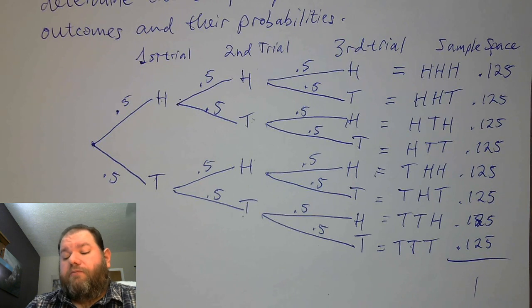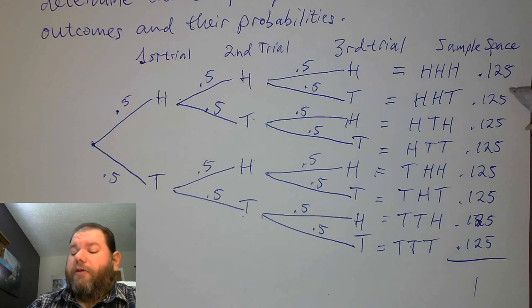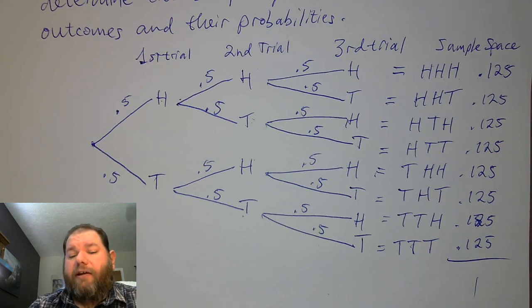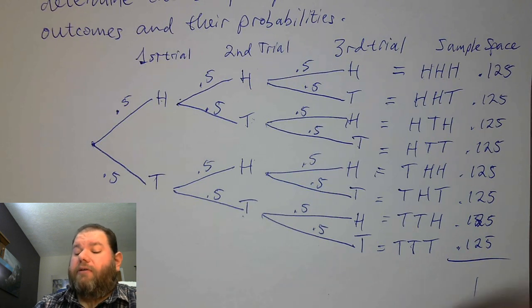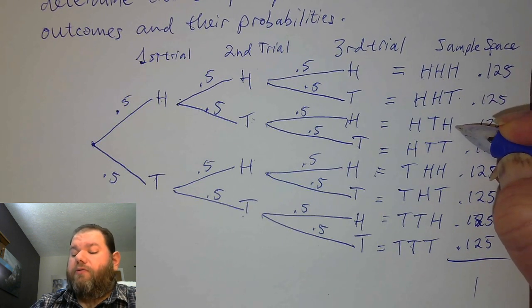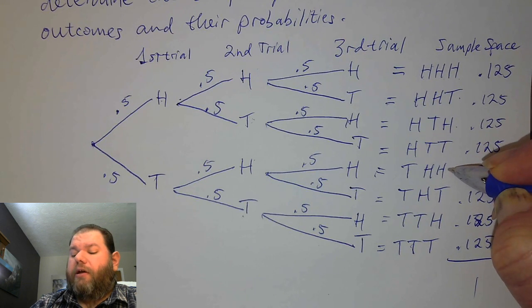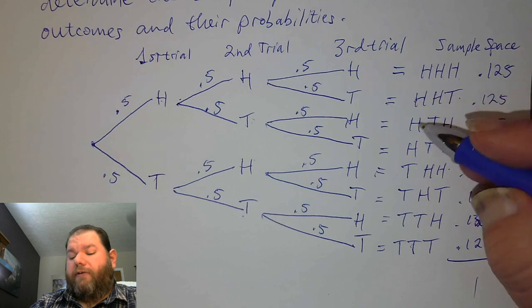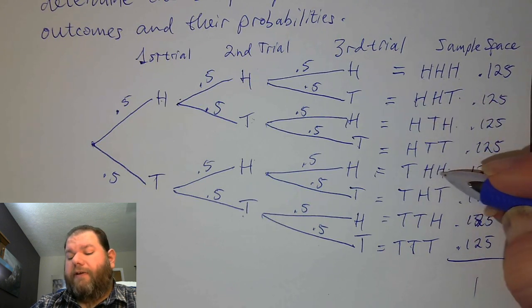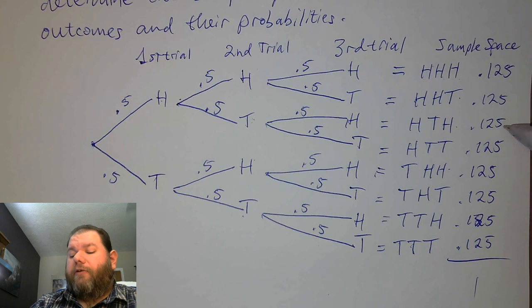Now, there's some different questions we could ask here. We could ask, okay, what's the probability it lands on heads 3 times in a row? We know that probability is 0.125. We could say, what's the probability that heads is landed on twice? Well, there's 1, 2, 3 outcomes where it lands on heads twice. Heads, heads, tails, heads, tails, heads, and tails, heads, heads. And we would add together those probabilities, which would make it 0.375.